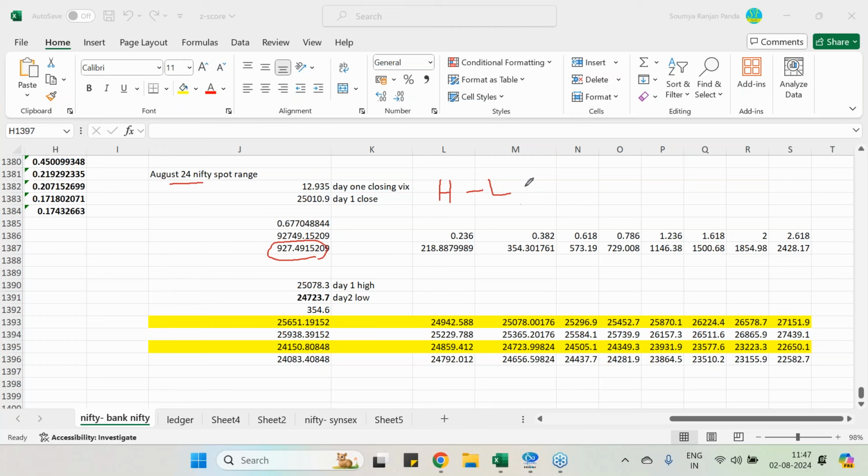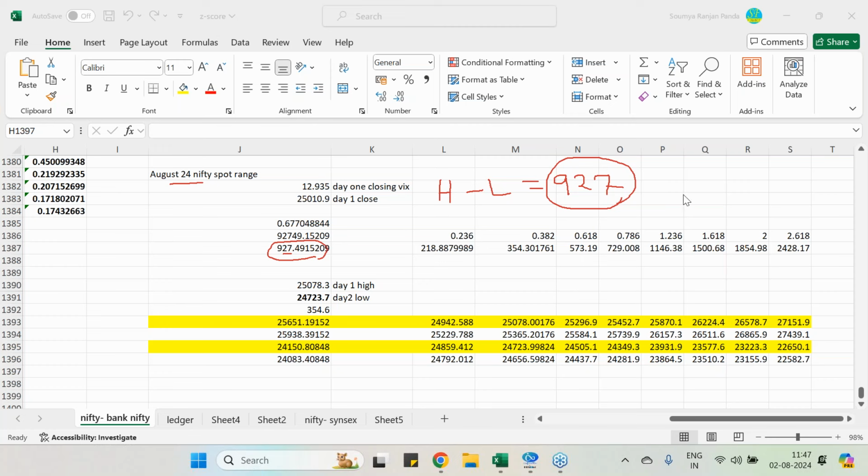At this month end, if you see that high minus low, we are calculating based on the VIX, you will have a 927 point depth. So the market depth for August will be approximately 927. This is as per the VIX.